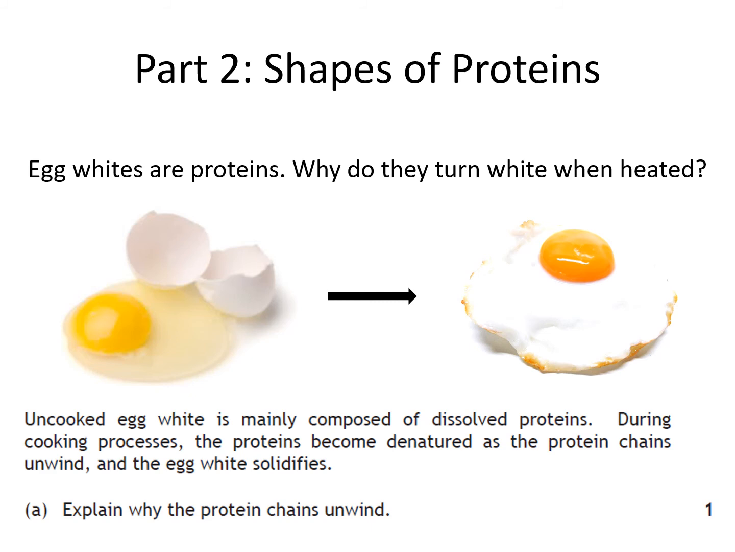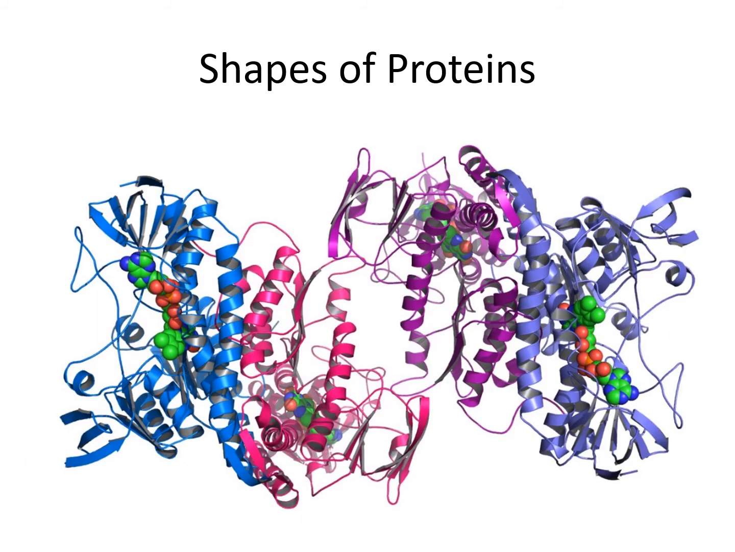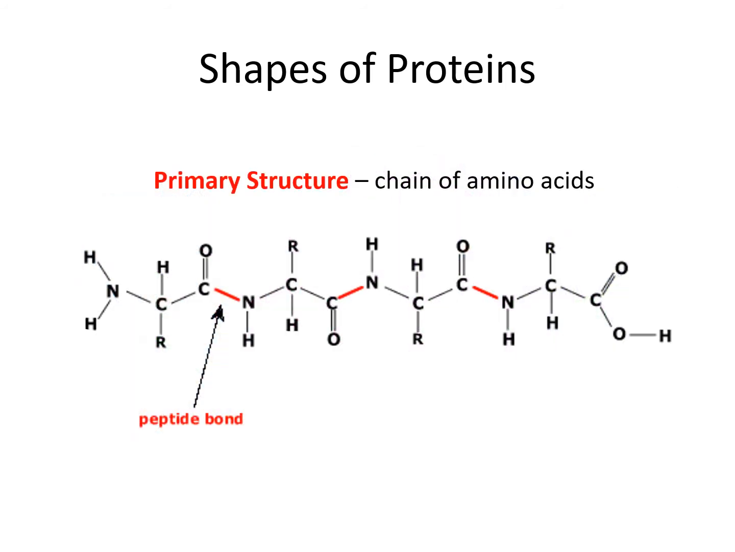So to answer this, we need to understand a little about the shapes of proteins. I showed this picture right at the beginning here, and this is a 3D representation of a protein. It's really quite a complicated shape, but the way that proteins are built up is in 4 different stages. Our first stage is what's known as the primary structure.